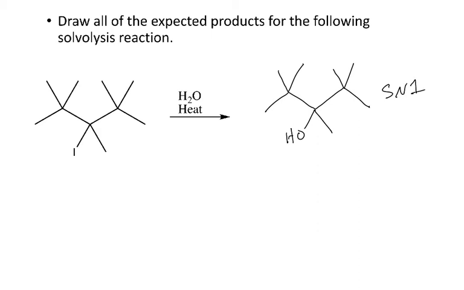And so then if we consider the elimination, we need to look for our beta hydrogens, right? Well, I've got a beta carbon here and here, but neither one of those have any hydrogens. So elimination isn't going to be possible from either one of these centers. And so the only place I have beta hydrogens is from this methyl group. And so in this case, we're only going to get one elimination product.